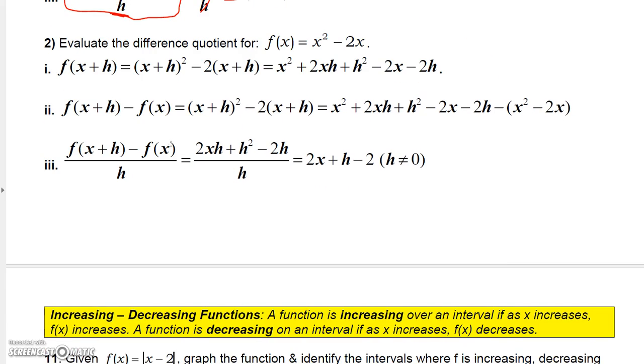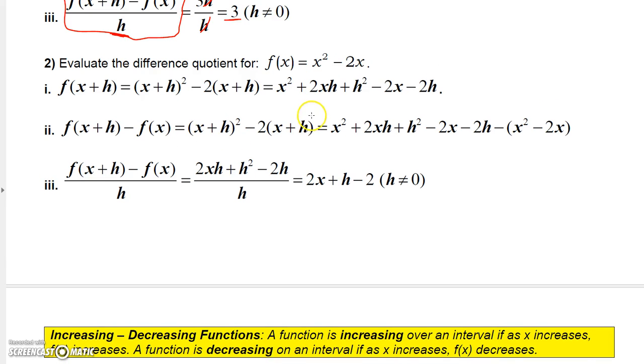Okay, let's do one more difference quotient. This time we'll do one for a quadratic function. So here I have x squared minus 2x is my function. So let's do f of x plus h. Well, it says I need to do x squared here, so I replace x with x plus h, and so I have x plus h quantity squared. And then I have minus 2x, but I have to replace the x with x plus h, so I have minus 2 times x plus h.